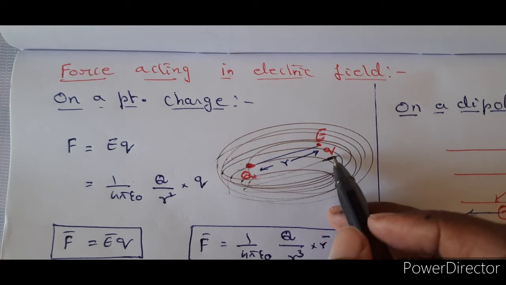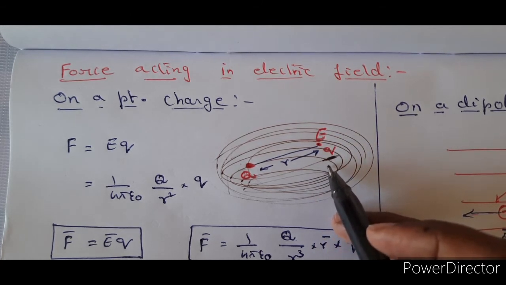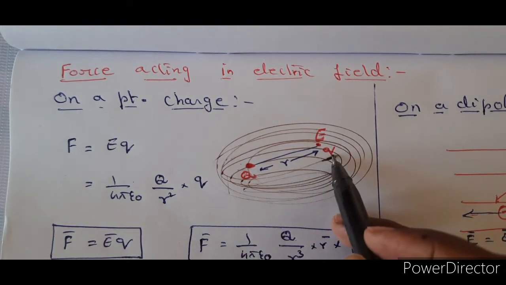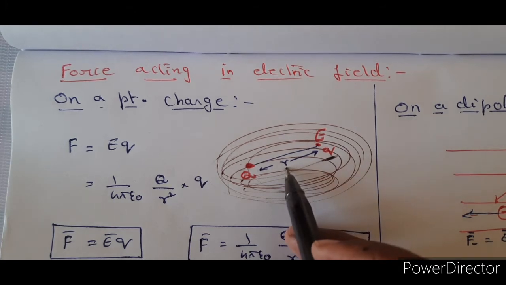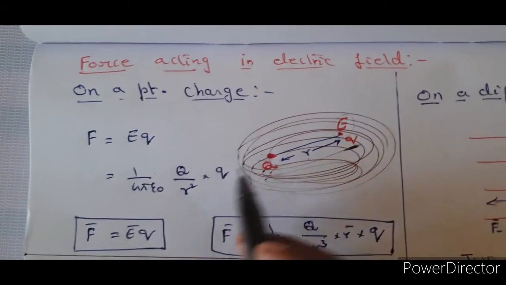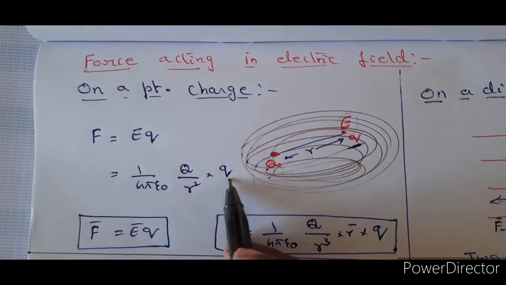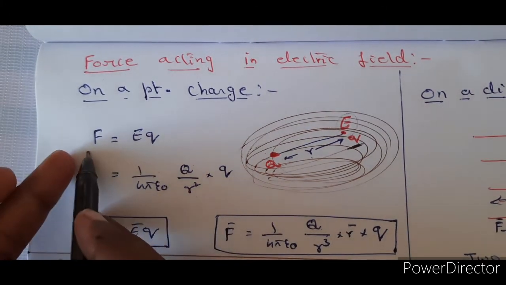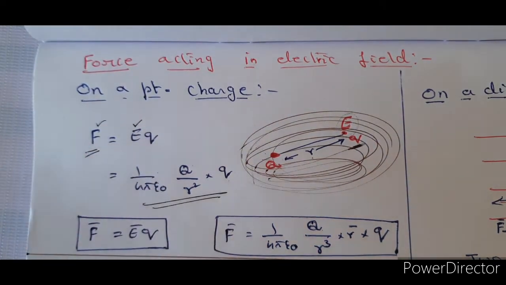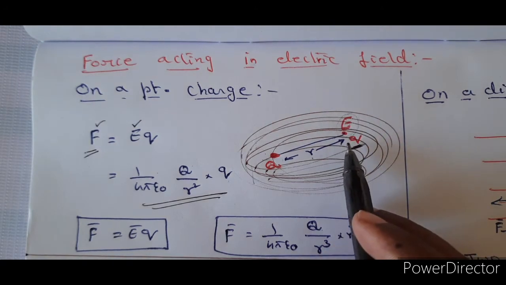Now what happens? There will be a force on this. Of course, you know that very well. It is Coulomb's inverse square law only. That is 1 by 4 pi epsilon naught, Q into q by r square. The same thing we are writing in terms of E. What is E? Electric field strength is 1 by 4 pi epsilon naught, Q by r square, so the force is E into q. So this is ultimately understanding Coulomb's inverse square law and the relation between F and E. That's all.